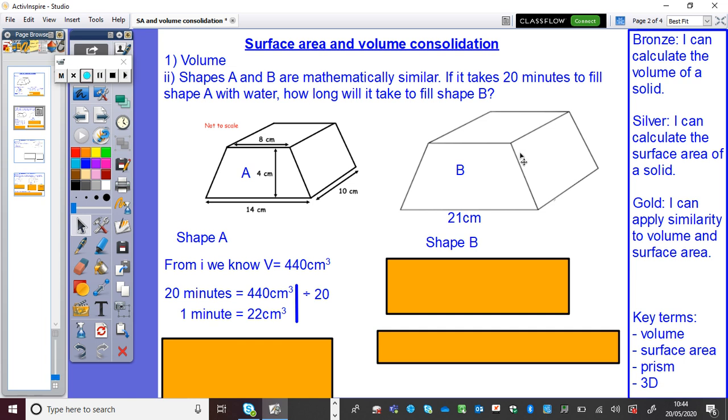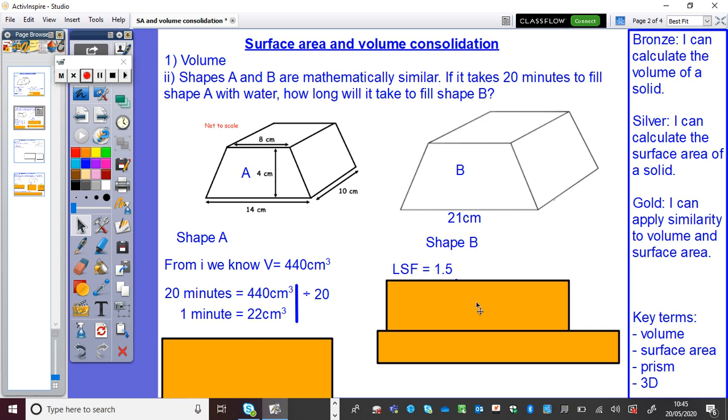So now we can look at shape B. Now it tells us that they are mathematically similar, so that means that I've got a consistent scale factor. And as you can see, my corresponding lengths, I've got 14 and 21. They've only given me those, so I've got to use them. So to calculate my scale factor, I do 21 divided by 14, which is 1.5. So my length scale factor is 1.5, and really I should have written that down to show how I got that. In this case it's alright because I got it right, but if I'd got that wrong, I've just lost the mark. Now to work out the volume, I need to cube that.